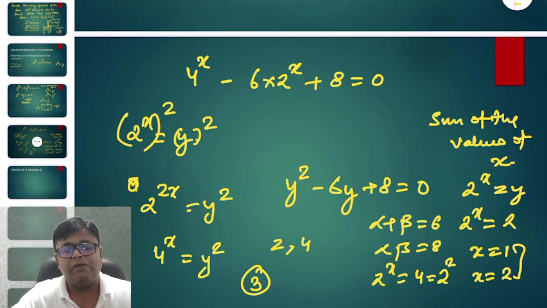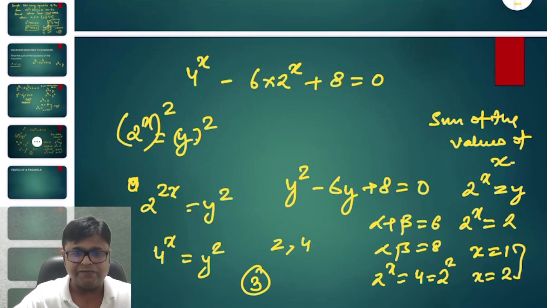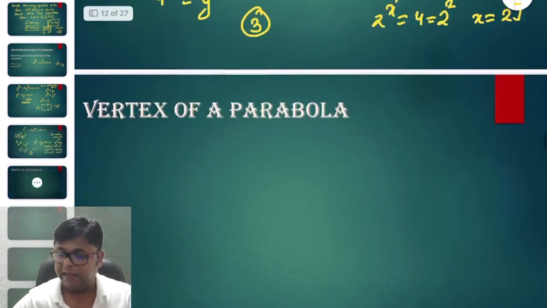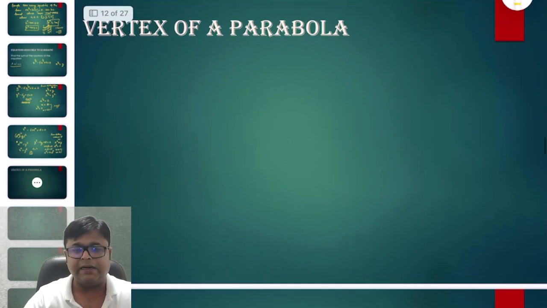So these are all equations reducible to quadratic, and in TMUA for the last so many years, we have papers available on the TMUA site from 2016 onwards. If you look at all those papers, you're going to find this type of question at least 4 to 5 times. So it's very, very important, right? Equations reducible to quadratic. Let's move on to the next thing, and that is the vertex of a parabola.